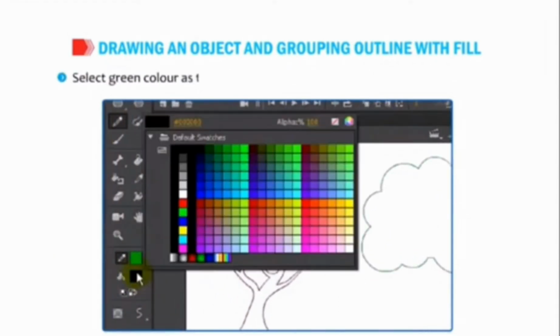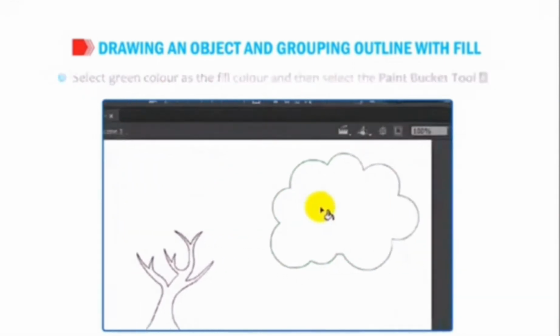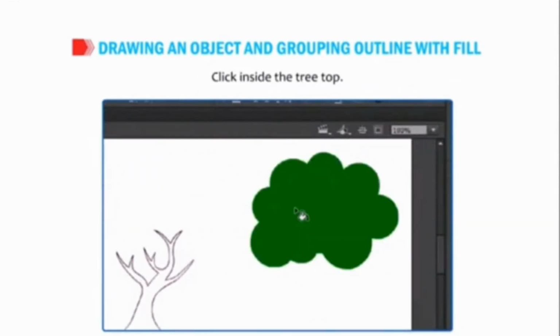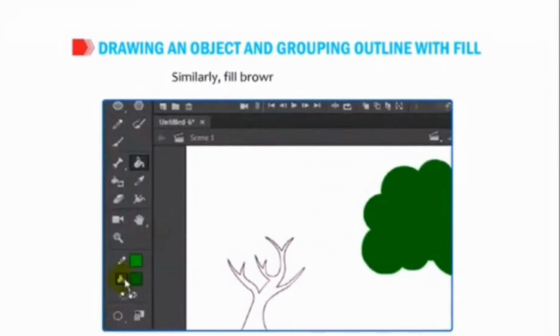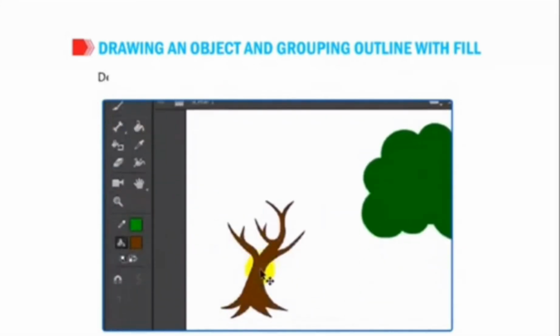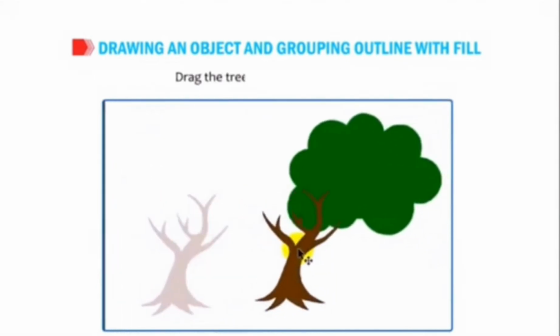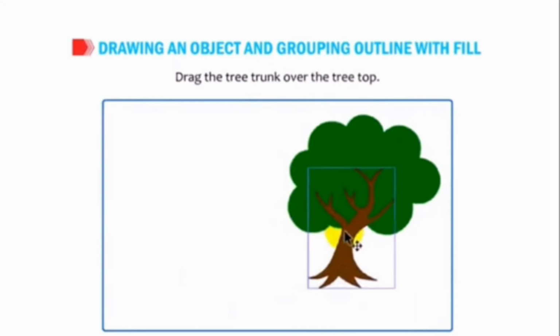Select green color as the fill color and then select the paint bucket tool. Click inside the tree top. Similarly, fill brown color in the trunk. Select the selection tool. Double-click on the tree trunk and group them by pressing Ctrl+G. Drag the tree trunk over the tree top.